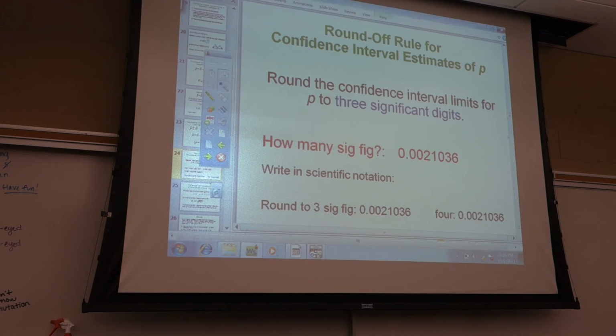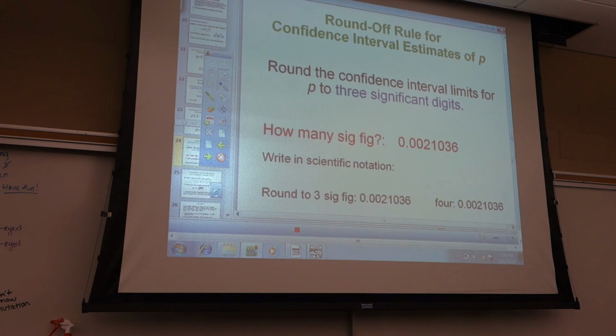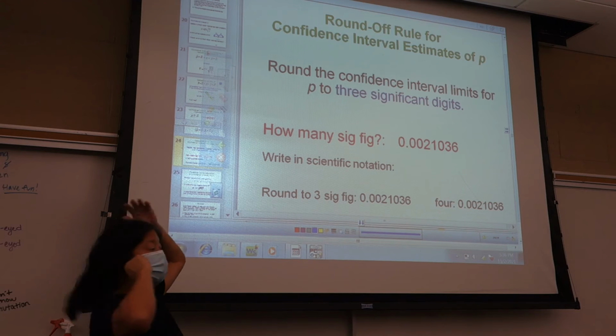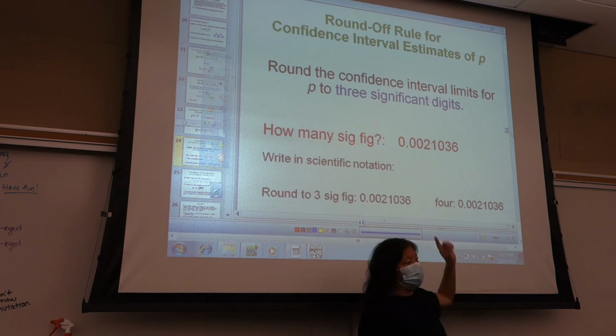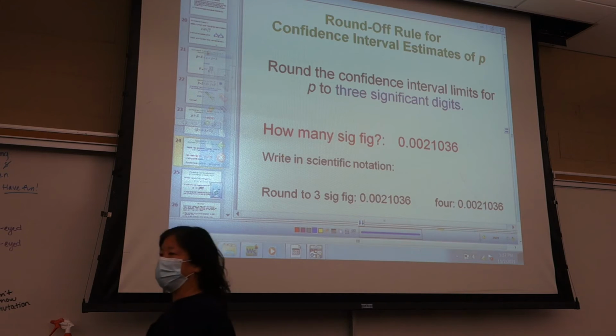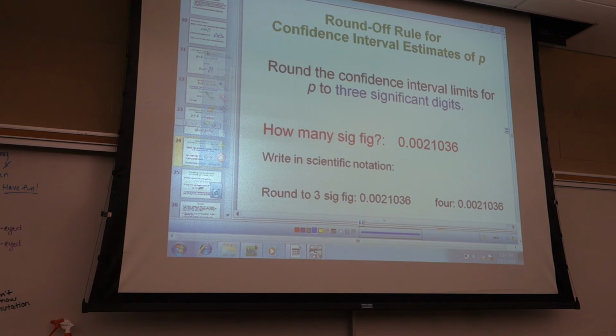Rounding off rule. Great. So now we're going to round the... I'm not telling you how many decimal places anymore. Now I want 3 sig figs. Who knows what a sig fig is? Significant digit. Okay, good. So question here is, how many sig figs do you think there are in this one? With your neighbors, how many do you think there are? 15 seconds, go.